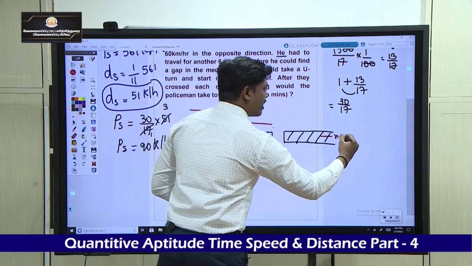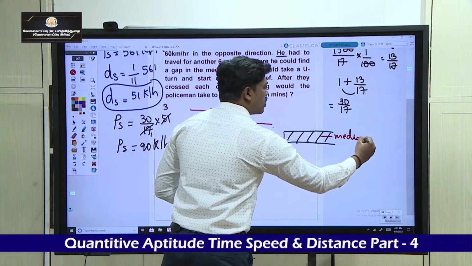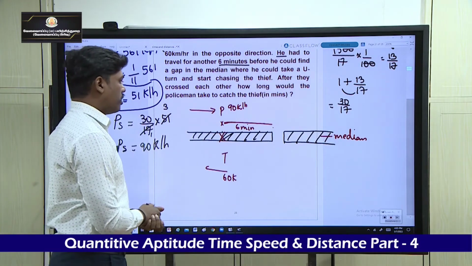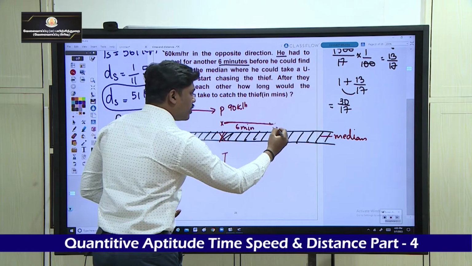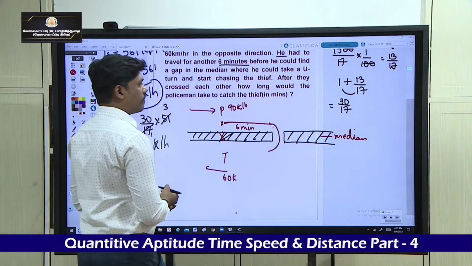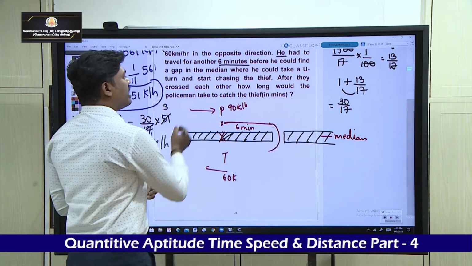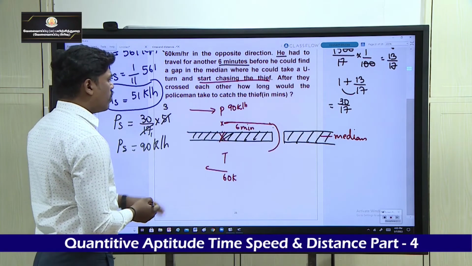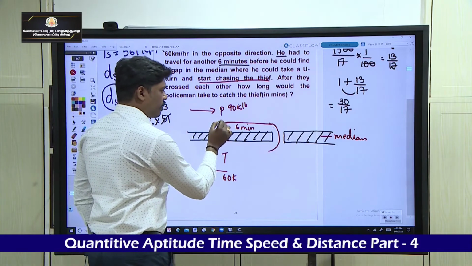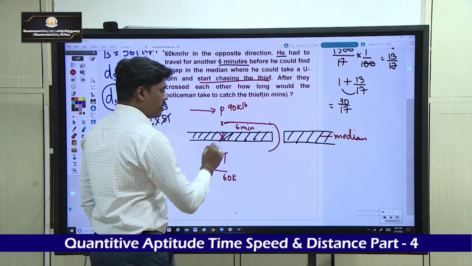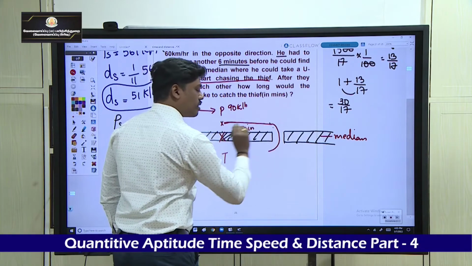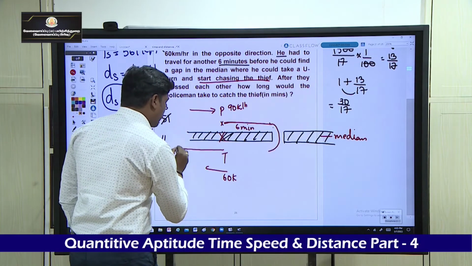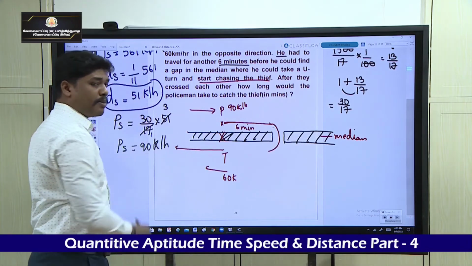So this is called the median, the barricade between two roads. From this he can take a U-turn and start chasing the thief. Now what happens here? The police was here, thief is here. So police has to travel for 6 minutes to take a U-turn. So in that 6 minutes, the thief would have traveled till some point.